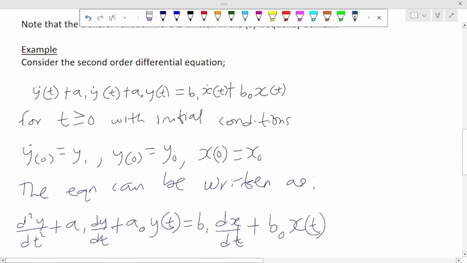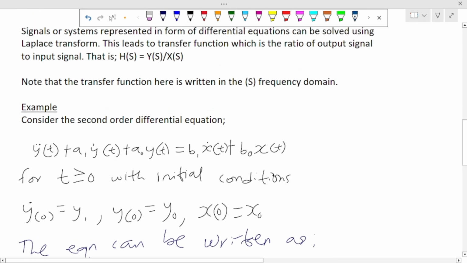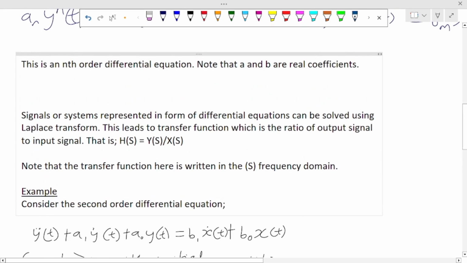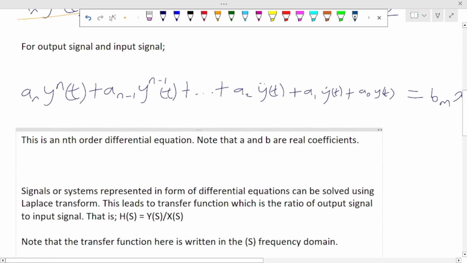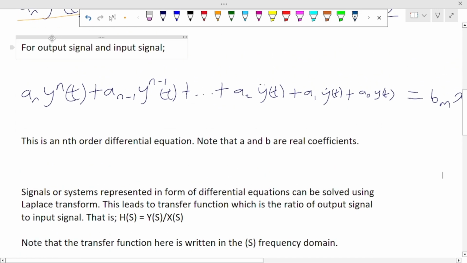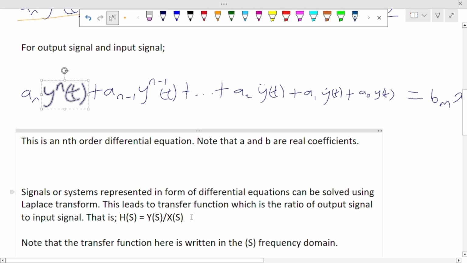Okay, so let's continue now. But before we look at the example, look at this. Note that the transfer function here is written in the S, or we say frequency domain: Y of S, X of S, H of S. Look at the Y of S. But in our equation here, we have Y of T, not Y of S. That is, when you take the Laplace transform of Y of T, we are going to have it in the S domain, not in the T domain. T domain is time domain. S domain is frequency domain.